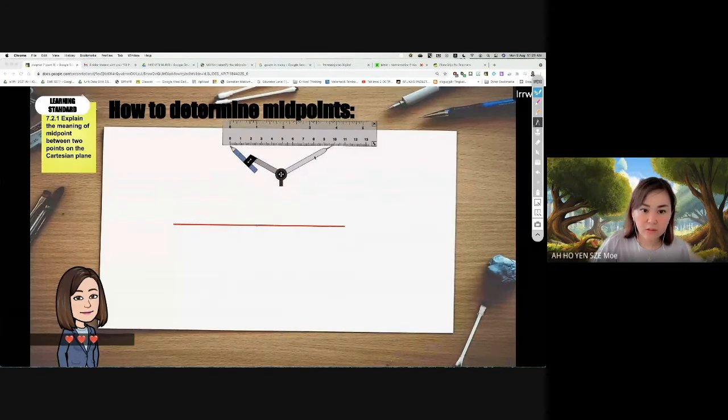Can use this one, annotator. Okay, so I make it 10 centimeter. So you all have to remember how to use it. Later on, you all try at home, after the lesson. Okay, so can do the arc.